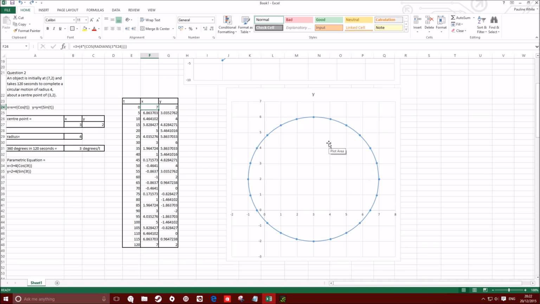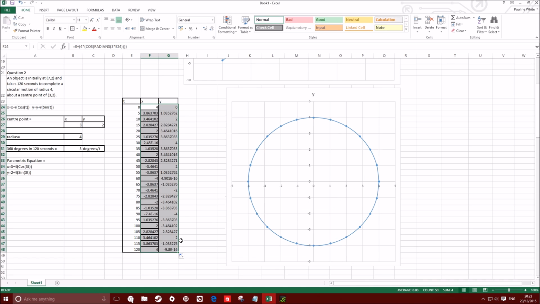Now, undo this. If you want to change the center point of the circle, which currently is 3, 2, to, let's say, the origin 0, 0, all you do is change the number at the very start that's added on. As you can see, it's 3 and 2 currently. If you change that in the equation to 0 and 0, you will see that the circle is now centered around the origin.